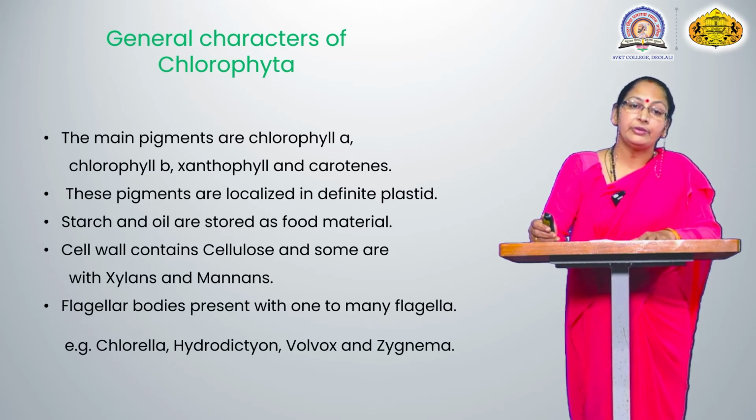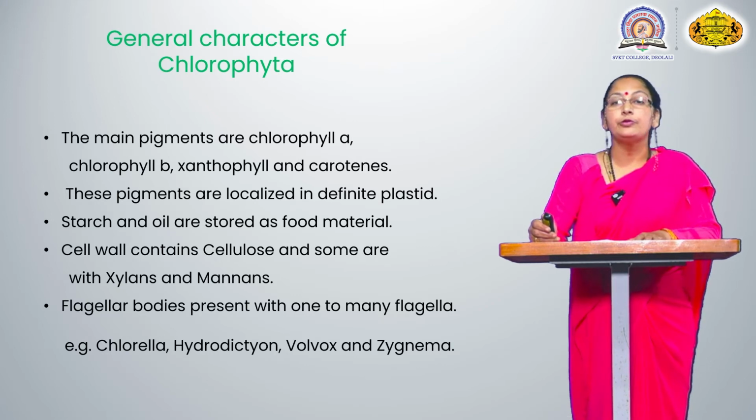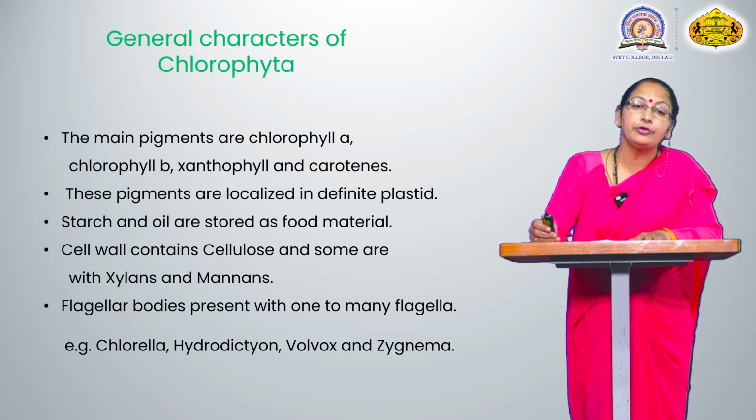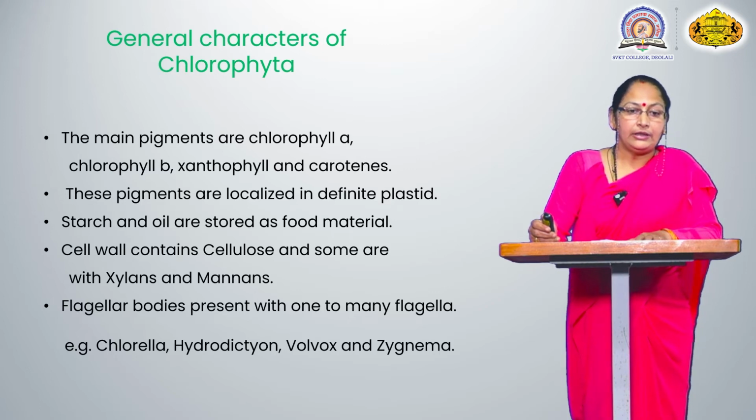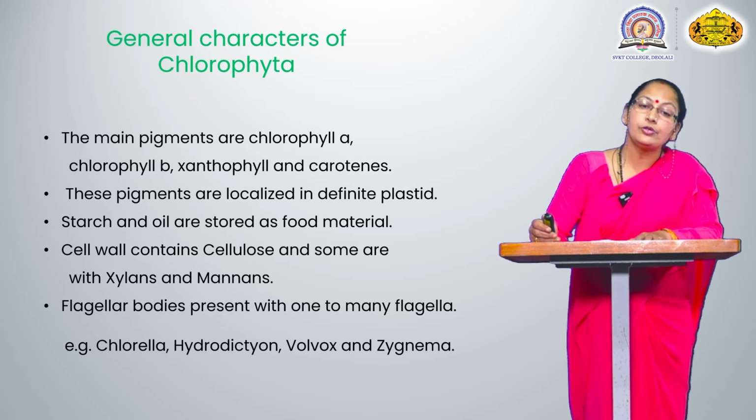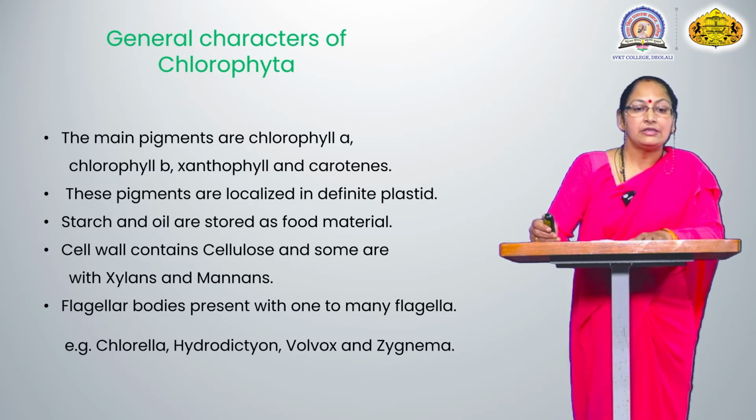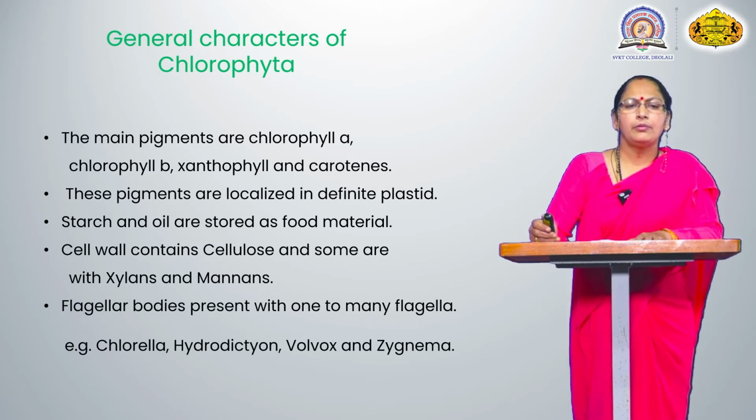Okay, then reserve food material. Starch and oil are stored as a reserve food material in chlorophycean or Chlorophyta forms of algae. Then the next one is the cell wall. The cell wall contains cellulose, and some have xylans and mannans present in the cell wall. But many chlorophycean forms of algae contain cellulose. It is commonly present in green algae.